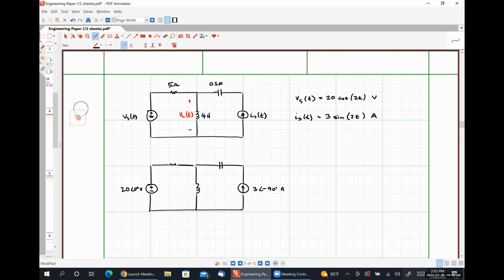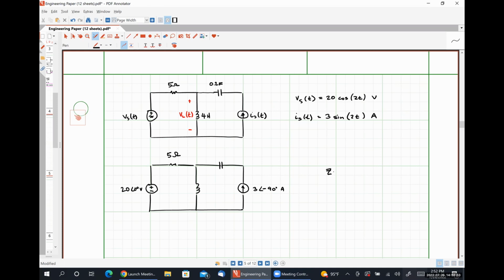Five ohms. Absolutely right, Justin. The impedance of a resistor is just the resistor value itself. No work or thought needs to go into that. What is the impedance of our capacitor going to be?